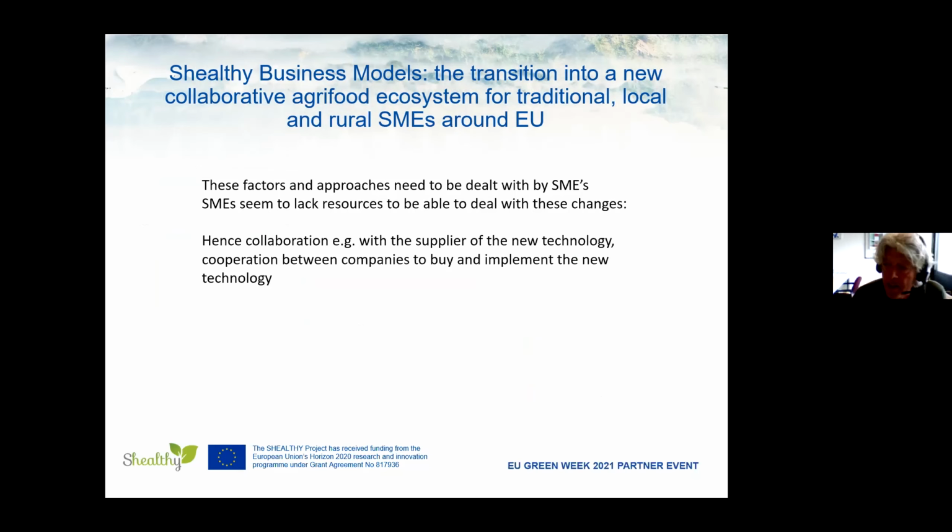And as small and medium-sized enterprises seem to lack resources to deal with these changes, collaborative business models are in line with such shortcomings. So collaboration with, for instance, the supplier of the new technology, or cooperation with companies to buy and implement the new technology together in a joint effort.